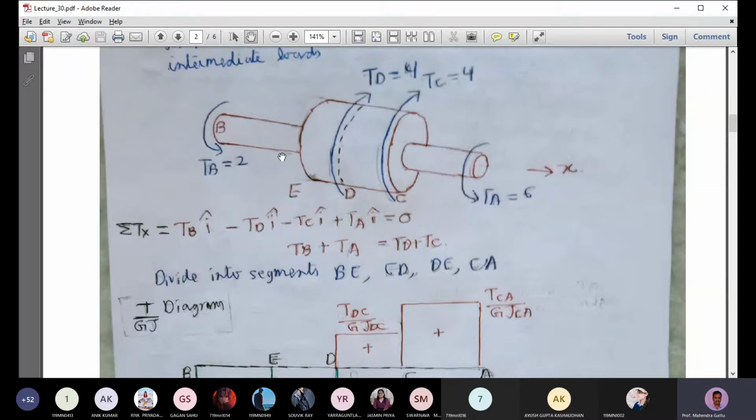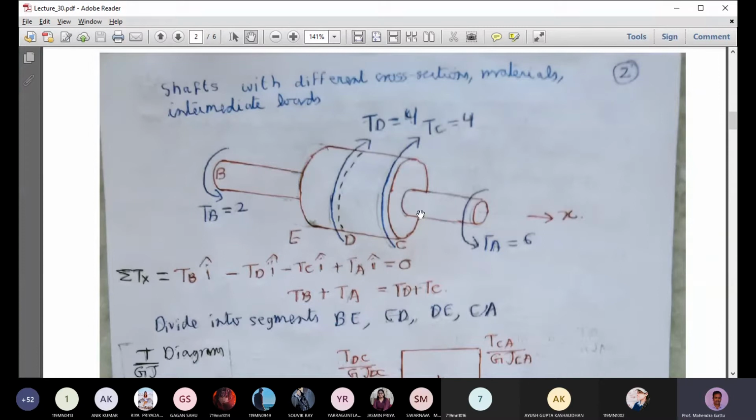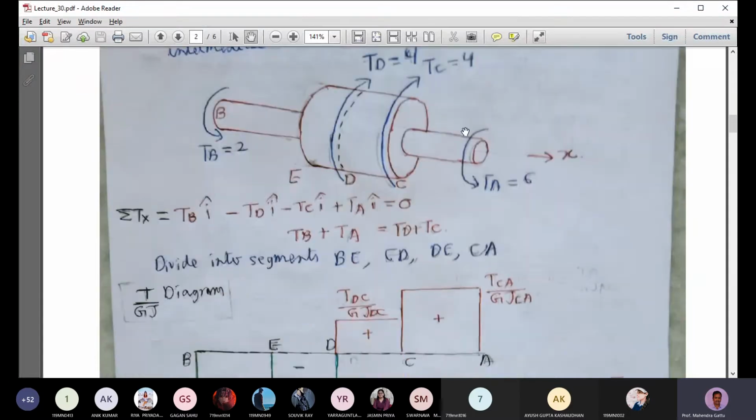Before doing that, let's look at the equilibrium for this problem. This body is in equilibrium. That means that the torsional moments produced in clockwise direction are balanced by torsional moments produced in anti-clockwise direction. Here clockwise moments are TD and TC, and anti-clockwise are TB and TA. So TB plus TA is equal to TD plus TC. TB is 2 and TA is 6, so 8, and 4 plus 4 is 8. So this problem is in torsional equilibrium.